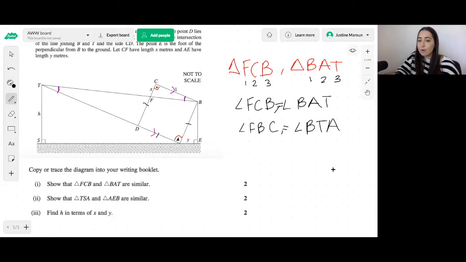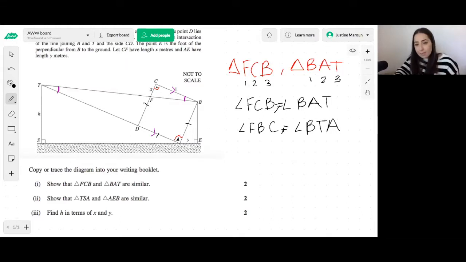Now, obviously, this is not the correct way to write your proof. You need to have your reasons. But I just wanted to show you how you can deduce the corresponding angles and then use that to help you show that those two are equal. Because once you know what two angles you need to show are equal, it's easier for you to find the answer, as opposed to looking at the triangles and trying to figure out which ones are equal, right?